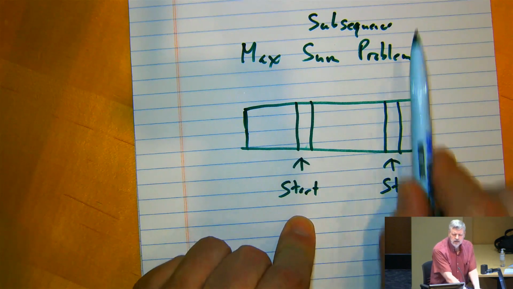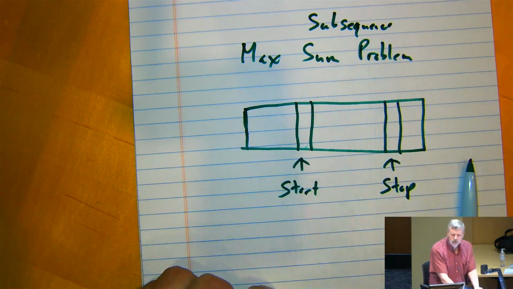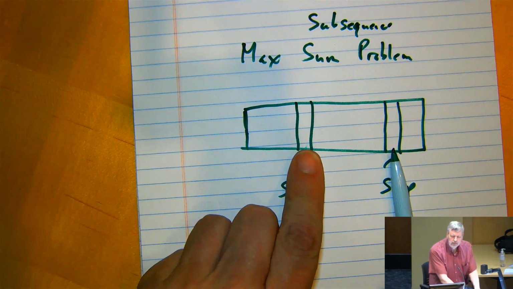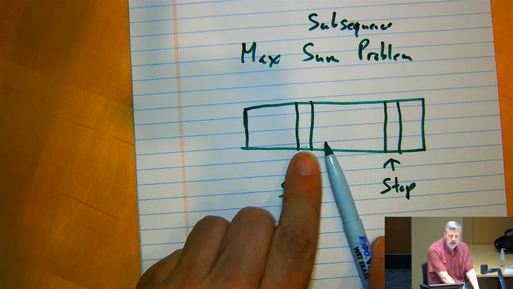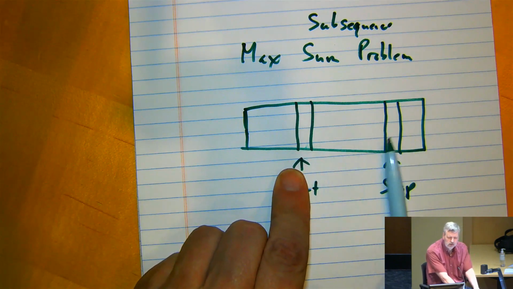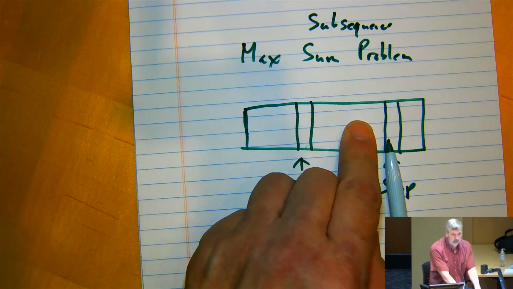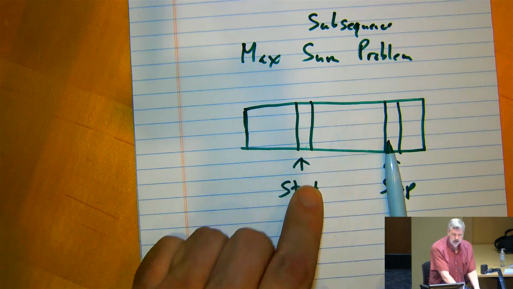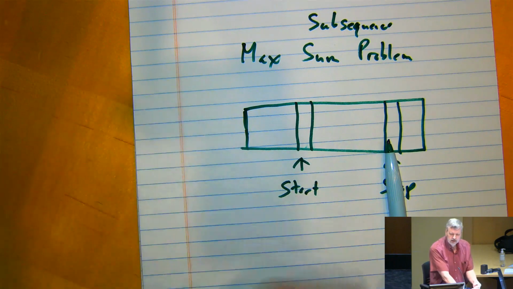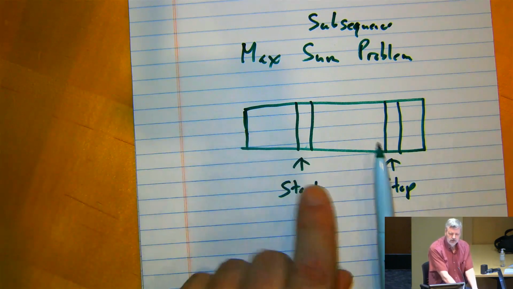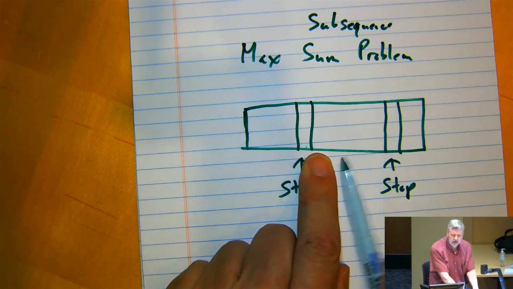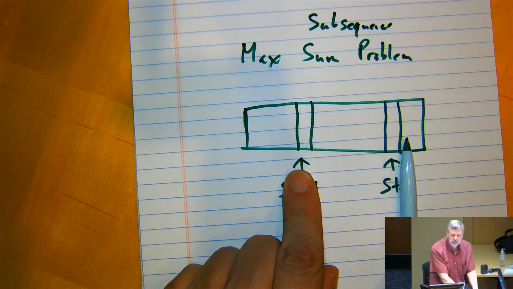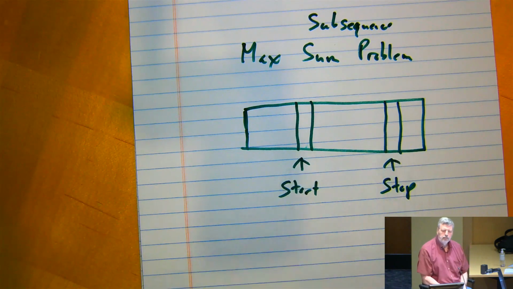So it's a subsequence because it's not necessarily the whole thing. It's a start through a stop. But it has to be a contiguous sequence like that. You can't exclude anything from the middle. So we're not just trying to pick out a set of things that aren't all together. It's got to be a whole bunch of things from a start to a stop that add up to the largest sum.